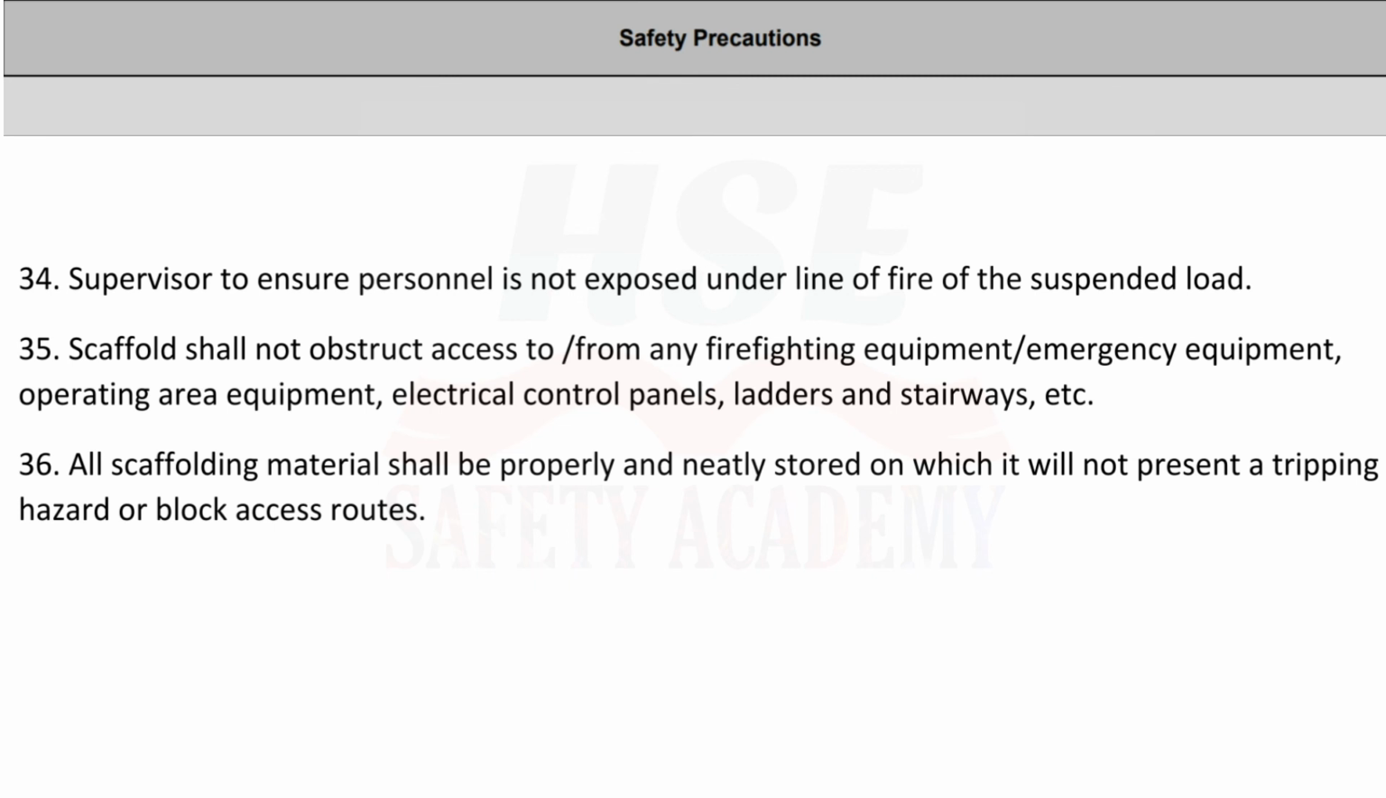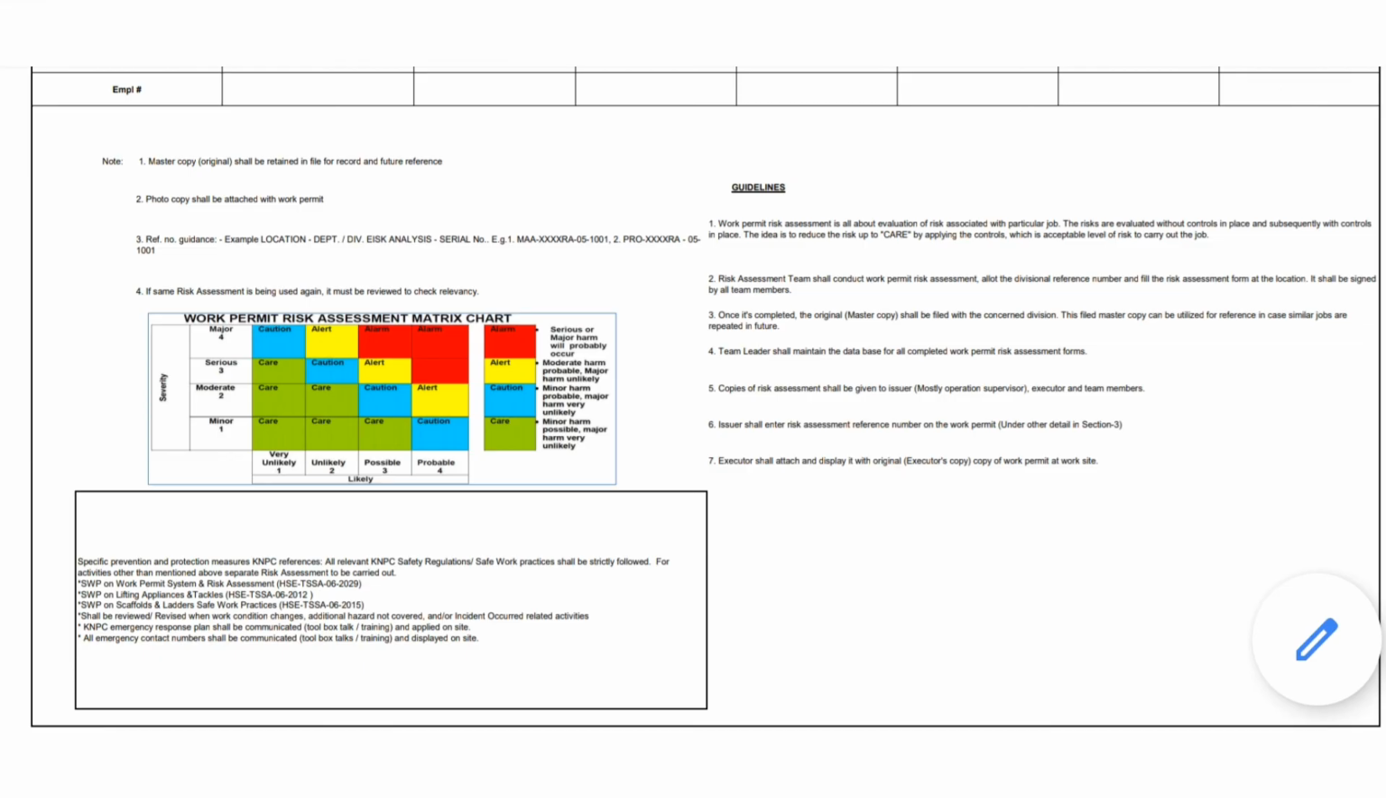35. Scaffold shall not obstruct access to or from any firefighting equipment, emergency equipment, operating area equipment, electrical control panels, ladders and stairways, etc. 36. All scaffolding material shall be properly and neatly stored so that it will not present a tripping hazard or block access routes.